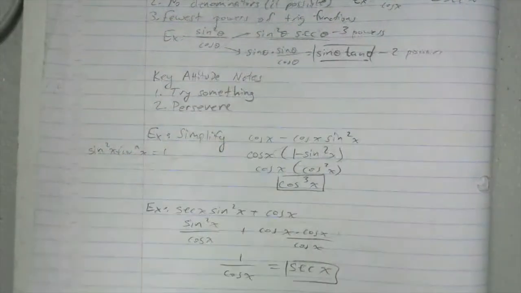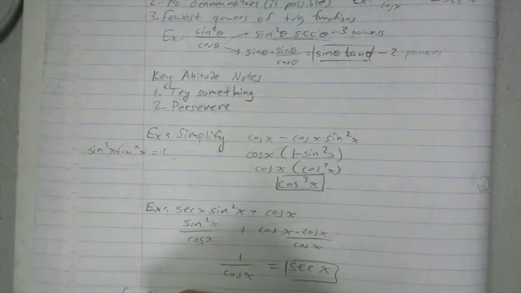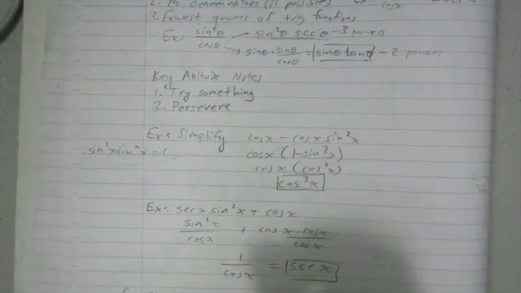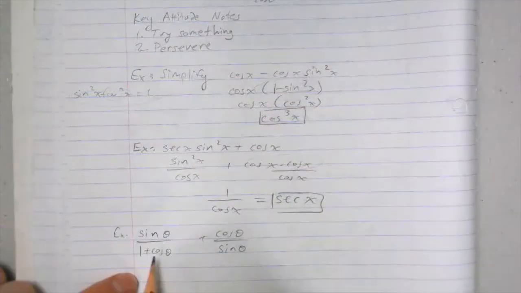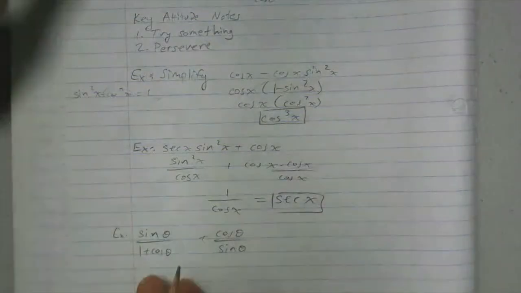Here's another example. So you want to simplify. Sometimes, well, always, there are multiple different ways to figure these out. But a strategy that you can use, and this applies whether it's one fraction or two or whatever, is to make your denominator into a monomial.